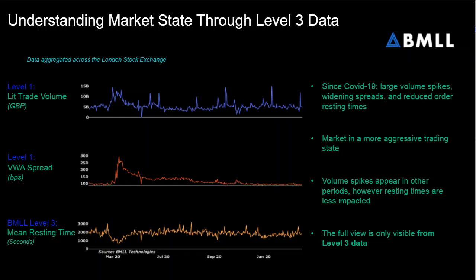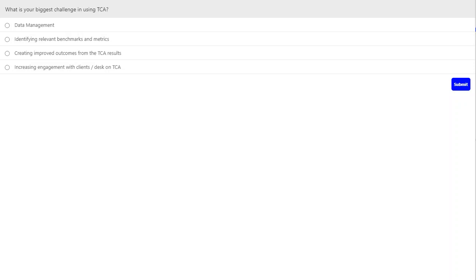You can select one of the following answers regarding the first poll and the question: what is your biggest challenge in using TCA? Now we have the possible answers. Feel free to select one of them now. So what is your biggest challenge in using TCA? Data management, identifying relevant benchmarks and metrics, creating improvement outcomes from the TCA results, or increasing engagement with clients or desk on TCA.